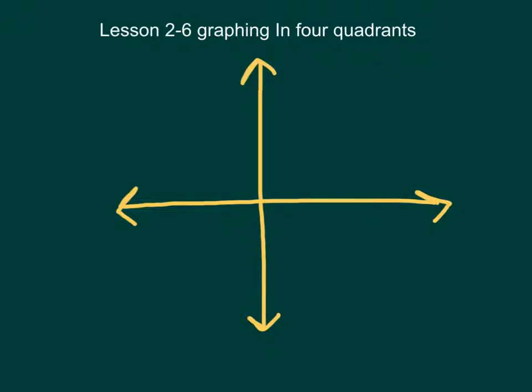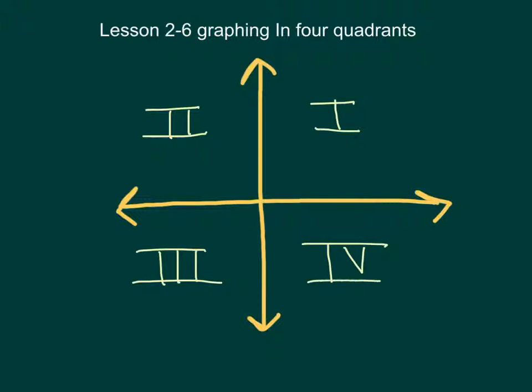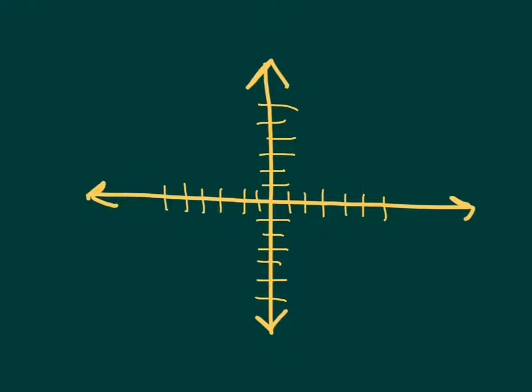The one to the top right is Roman numeral 1, top left is Roman numeral 2, bottom left is Roman numeral 3, and bottom right is Roman numeral 4. The rotation actually starts in the top right-hand corner and goes counterclockwise when you're numbering your quadrants. We have them labeled as quadrant 1, quadrant 2, quadrant 3, and quadrant 4.